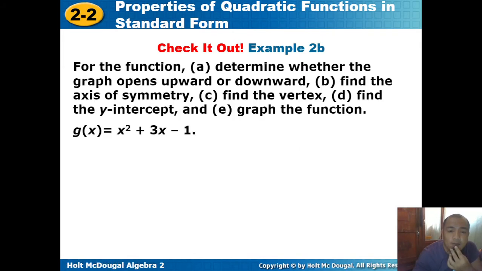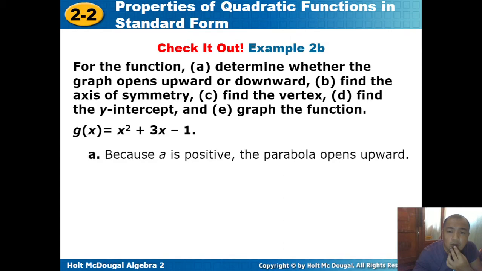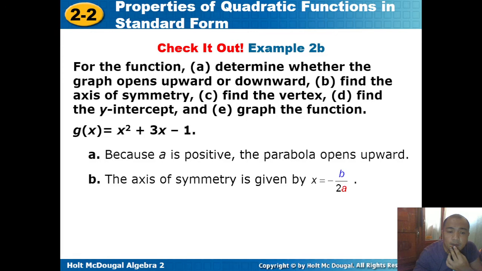For the function g of x equals x squared plus 3x minus 1, determine whether the graph opens upward or downward. Find the axis of symmetry, find the vertex, find the y-intercept, and graph the function. So does it open upward or downward? It opens upward because a is positive.